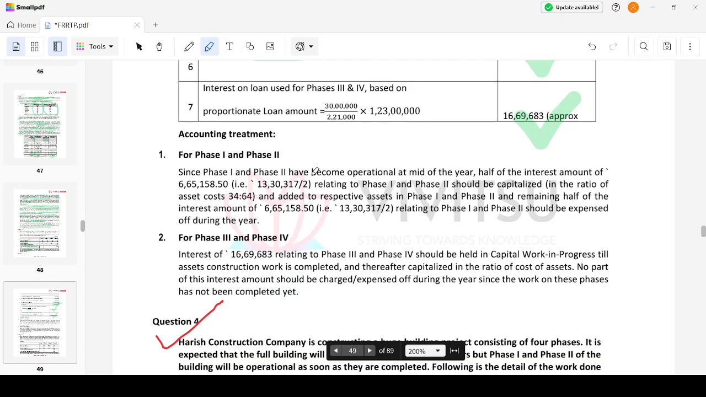See, we have 13 lakh 30,317 divided by 2, 6 lakh 60,000. One part will be transferred to profit and loss account, the other part will be capitalized. The entire will be capitalized. Okay, no part will be charged to expenses.